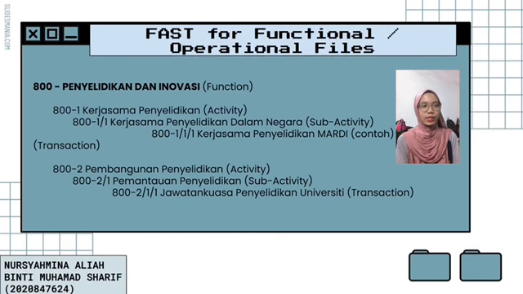The other function is penyelidikan dan inovasi, which has the code 800. 800-1 is kerjasama penyelidikan activity, 800-1/1 kerjasama penyelidikan dalam negara sub-activity, 800-1/1/1 kerjasama penyelidikan MARDI contoh for the transaction. And the second activity 800-2 pembangunan penyelidikan, 800-2/1 pemantauan penyelidikan for the sub-activity, and the last one is 800-2/1/1 jawatankuasa penyelidikan universiti for the transaction.